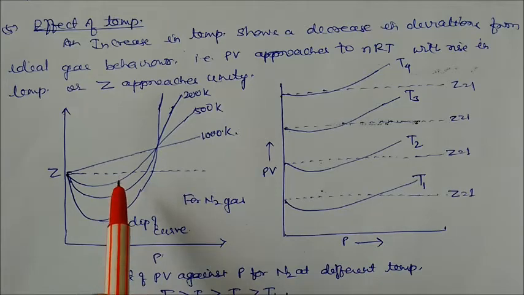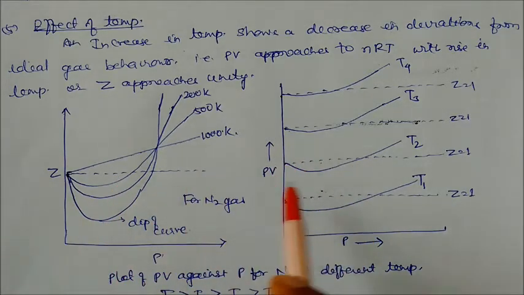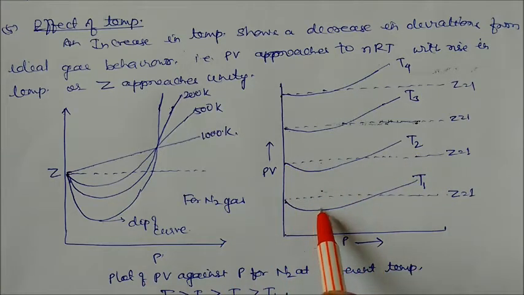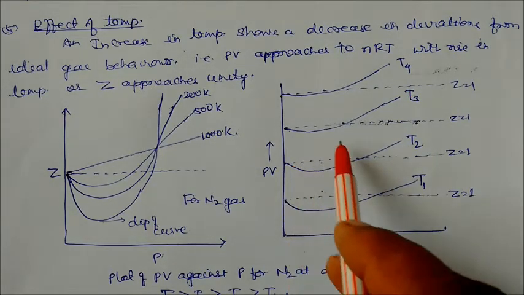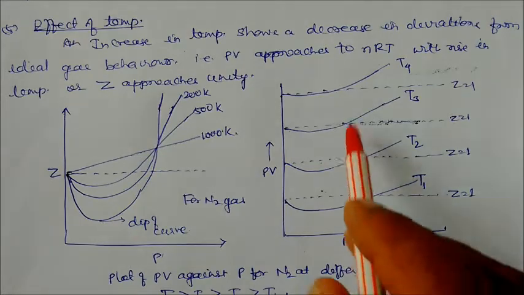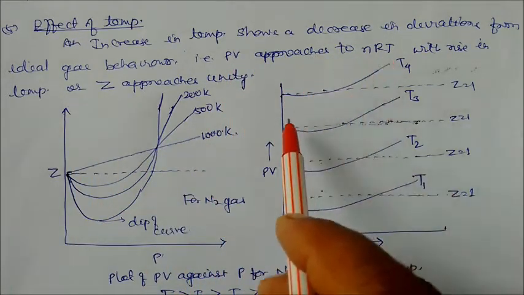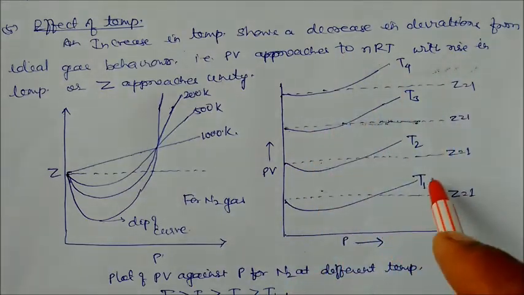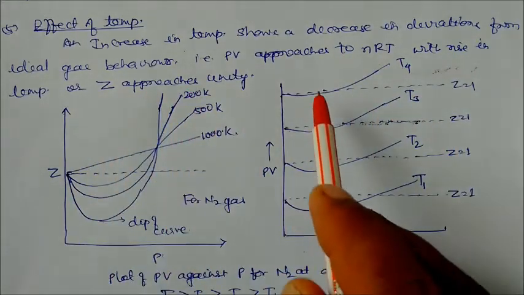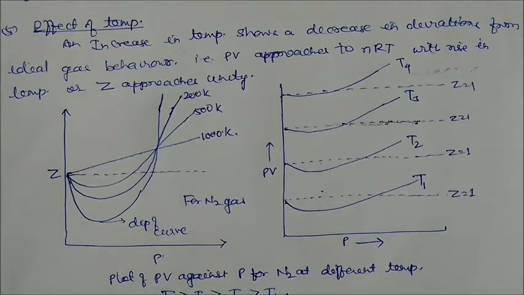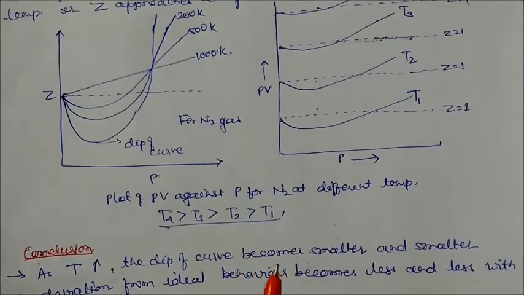This same graph has been plotted in another way, the Z versus P graph. Z is the compressibility factor. We can see the dip of the curve: when you increase the temperature, it goes nearer to the ideal gas axis. With increased temperature, it is going near to 1. That's why, when PV approaches nRT, the gas is near to ideal with rising temperature, and Z approaches unity. This is the graph of nitrogen. Similarly, the same graph can occur for different types of gases.